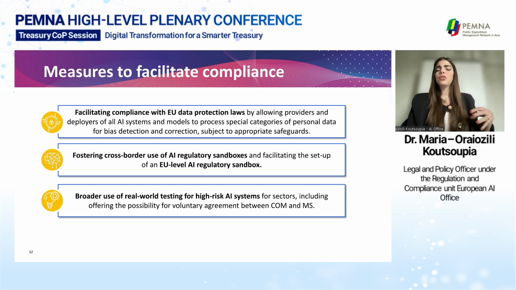In general, there were measures to facilitate compliance, like allowing providers and deployers of all AI systems and models to process special categories of personal data. So in the digital omnibus, it wasn't just the AI Act targeted; some parts of the GDPR were also targeted, and some parts of the cybersecurity regulations were also targeted. We also tried to foster a better system for the cross-border use of regulatory sandboxes. As you probably have heard, in Europe we are creating sandboxes, one in each member state, but now we have joint sandboxes together. Member states are getting together and having sandboxes, and EU-level AI regulatory sandboxes. And of course, the last important measure taken now with the digital omnibus is the use of real-world testing for high-risk AI systems. Next slide, please.